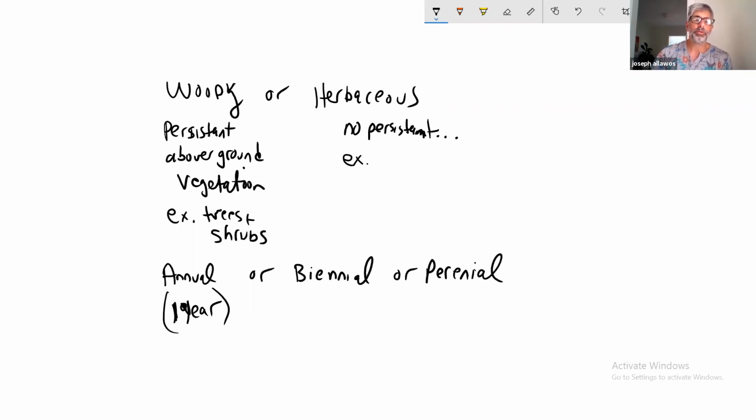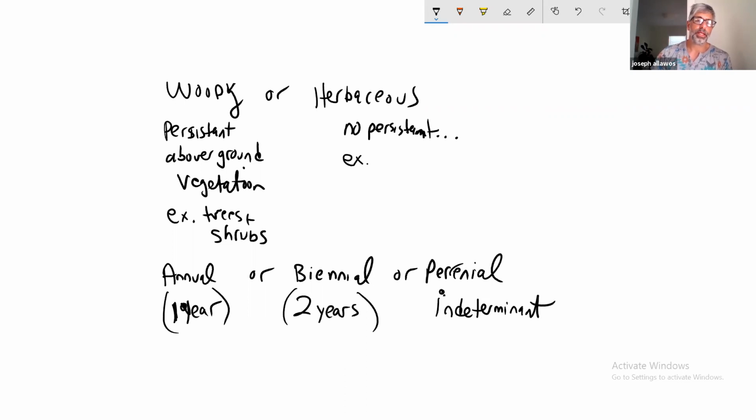Okay? Biennials, bi means two. These take 2 years to complete their life cycle. And then in a perennial, I think there's two R's. It's either two R's or two N's. We'll look it up in a second. These have indeterminate lifespans. They just grow year after year, right? And they just keep coming back, okay?